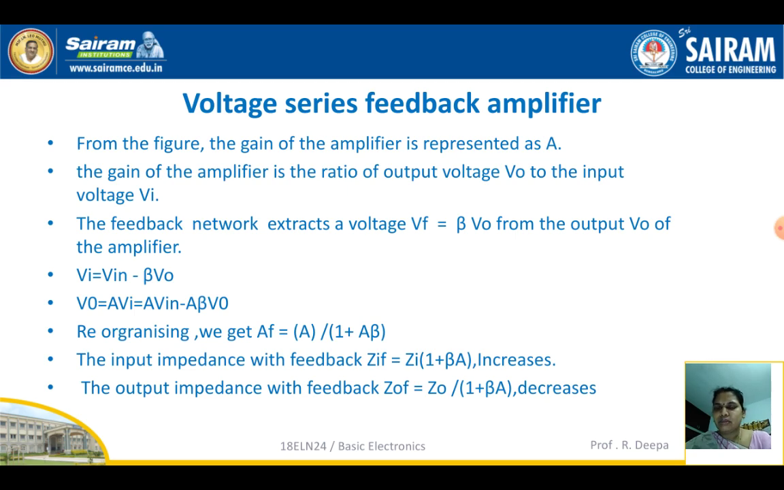So Vi can be replaced as Vin minus beta V0, thereby we get V0 equal to A Vin minus A beta V0, and later we simplify to obtain the gain. If we simplify this equation, we get the equation for the amplifier gain with feedback, represented as Af, which is equal to A divided by 1 plus A beta. This is the equation for the gain of the amplifier with feedback.